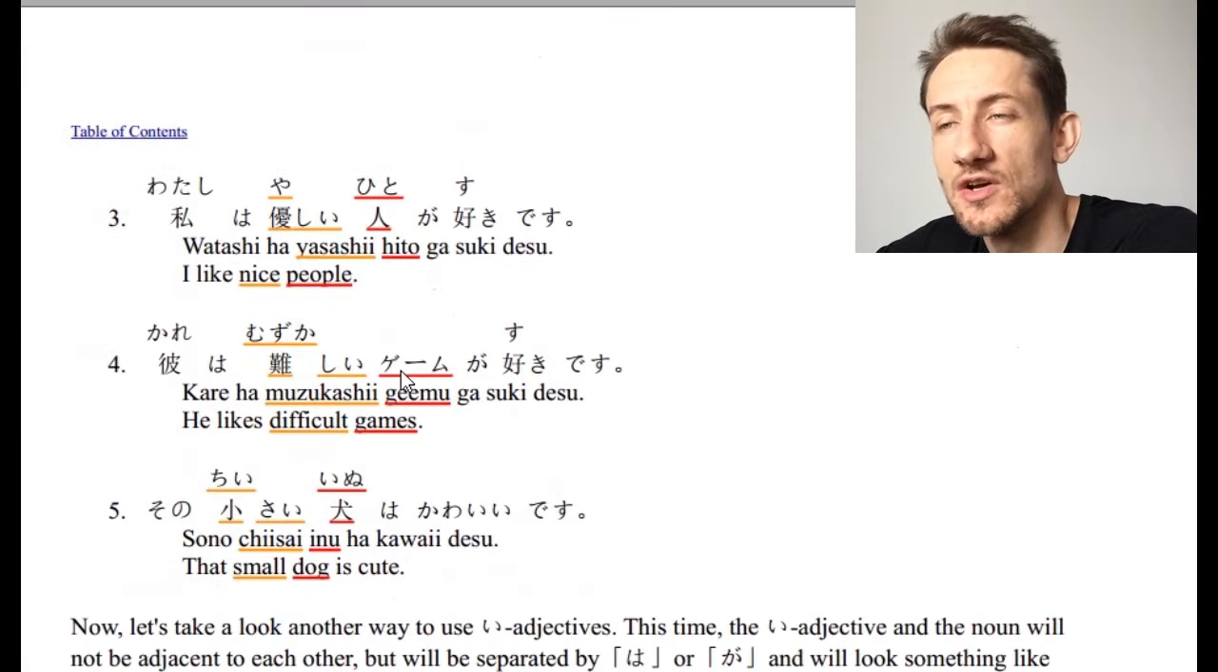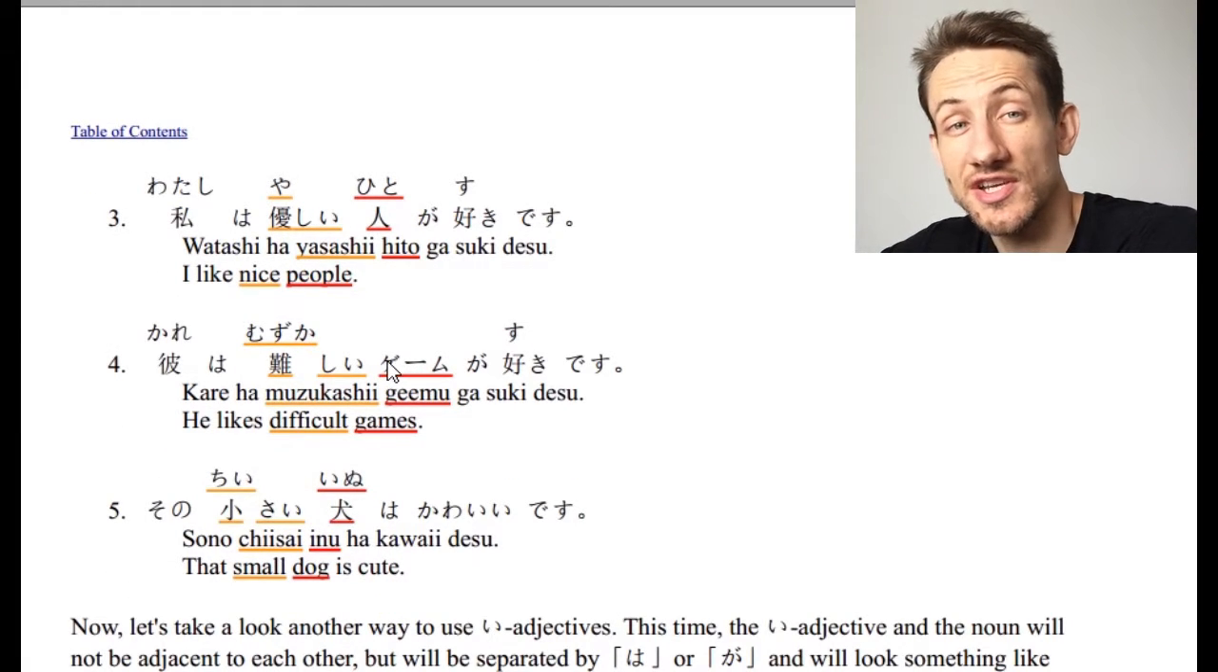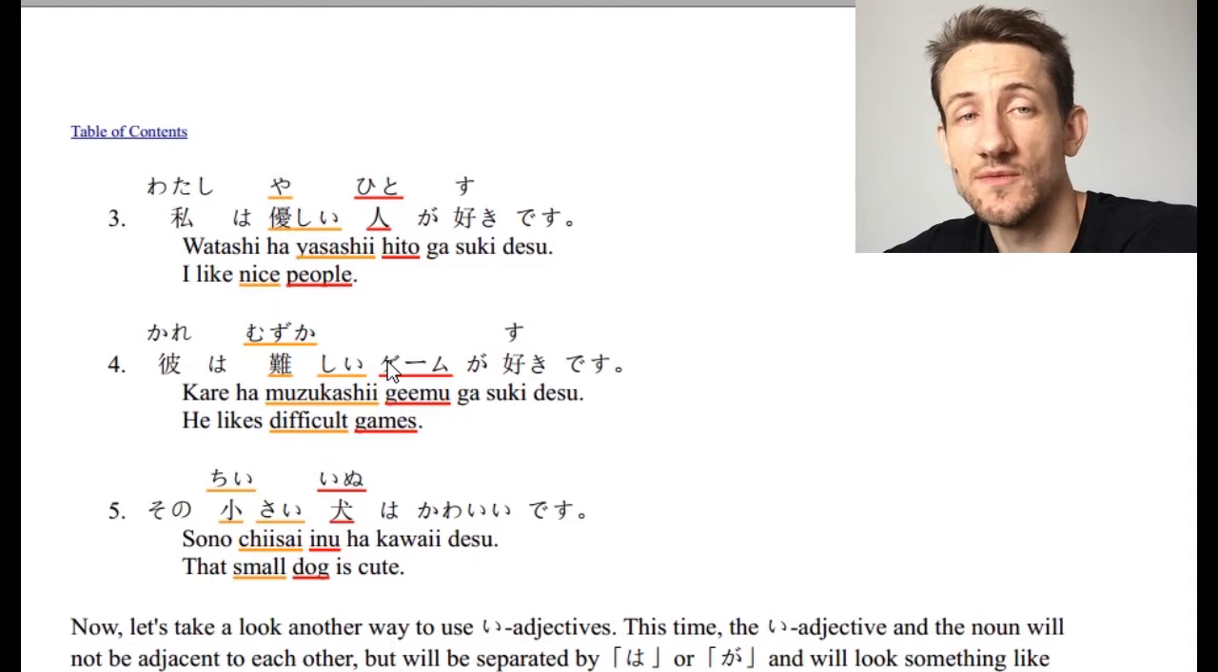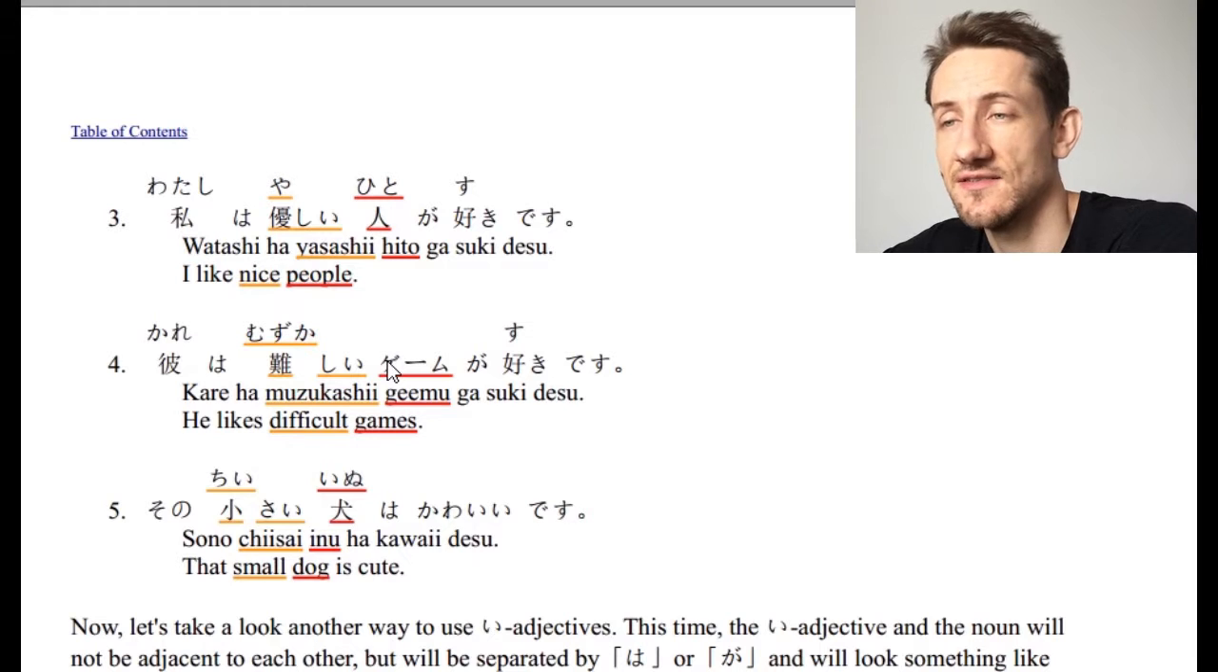Number three, watashi wa yasashii hito ga suki desu. I like nice people. Yasashii is the i adjective meaning nice. Yasashii hito, nice people, nice person.